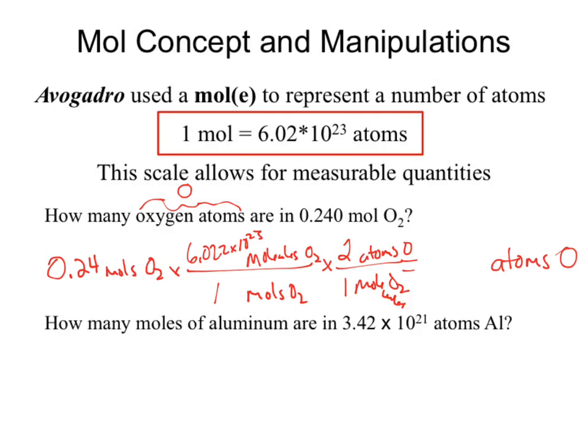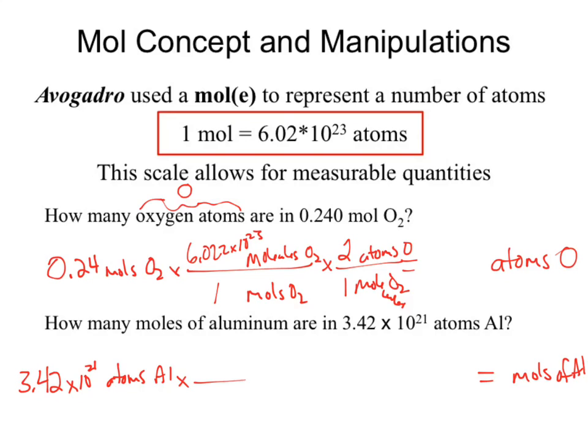Moles of aluminum in that many atoms? Okay, I heard a big yes. So let's try it out. Sorry. Be picky about it. What do we want as our answer? Moles of aluminum. Good, following it up. Moles of aluminum. What do we start with? 3.42 times 10 to the 21st atoms of aluminum.